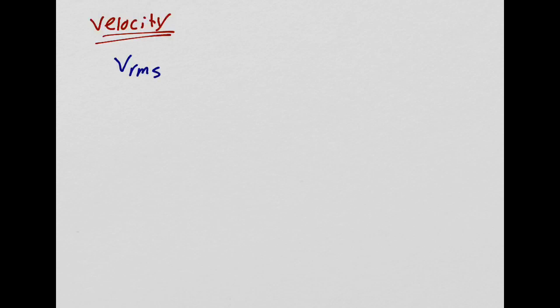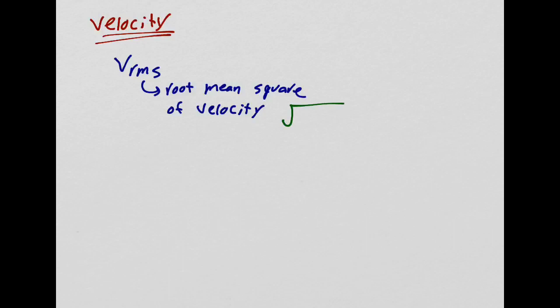Now, RMS, what is that? That is root mean square. Root mean square of velocity. The other way I can write it is as the square root of velocity, okay? And again, we talked about this over here. What does this mean? This means average. Okay. So, let's talk about this.